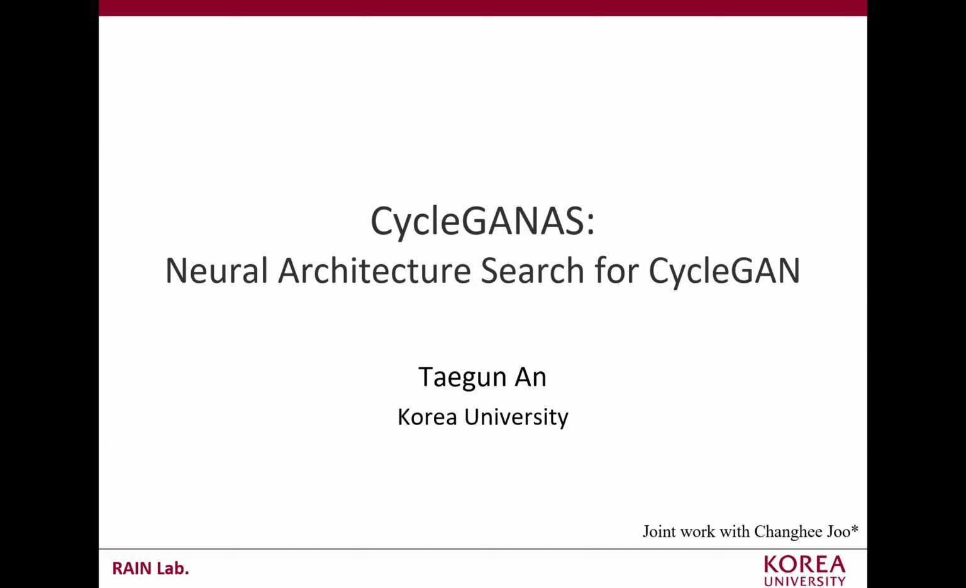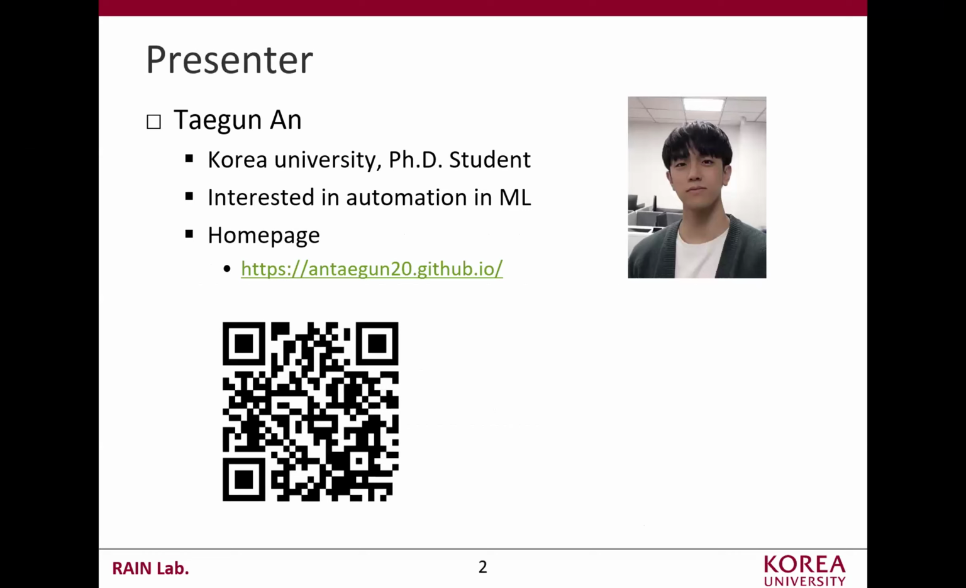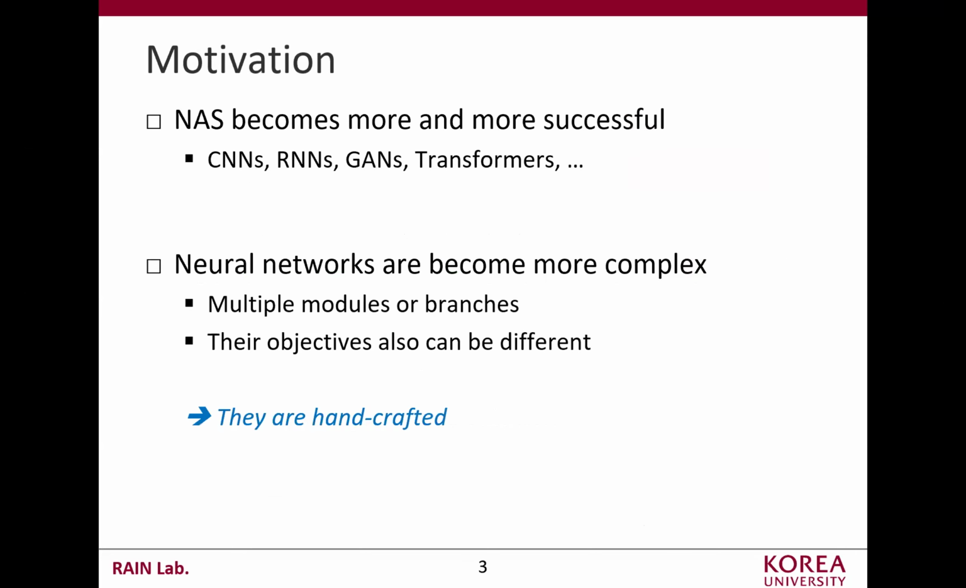So, hello, my name is Taegon An from Korea University, and today I'm going to present about the CycleGAN NAS, which is a neural architecture search for CycleGAN. So this is the presenter, it's me, and I have long hair at that time. I'm from Korea University and interested in automation in machine learning, and this is the homepage. I guess the QR code is expired.